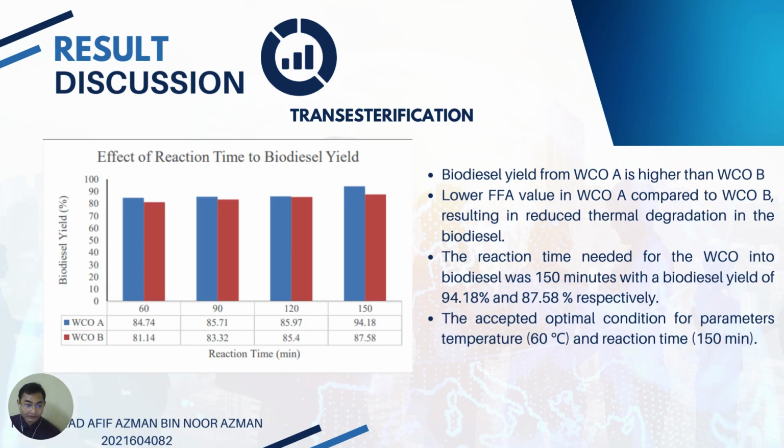Next, we go for the transesterification. From the result shown, the FFA content and moisture content needed to be determined, as a high level of FFA content in the WCO can affect the production of high biodiesel yield, by slowing down the biodiesel conversion process due to the increase of catalyst requirement and potential soap formation in saponification. So in this result, I show that the WCOA has a higher yield than WCOB.